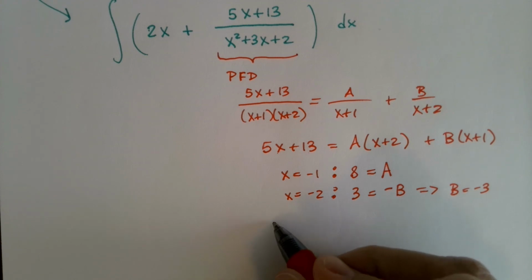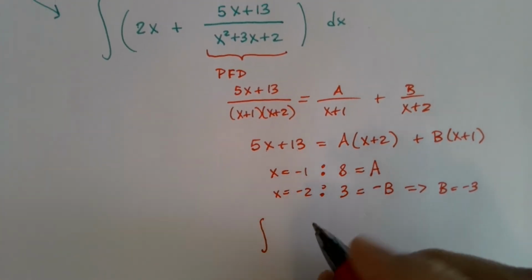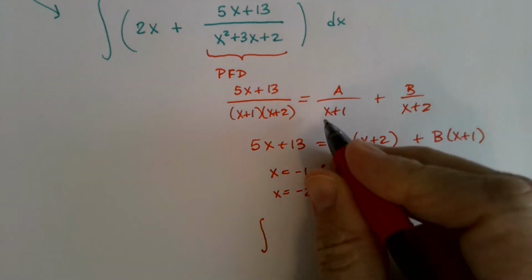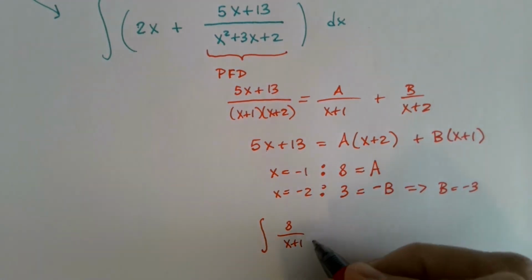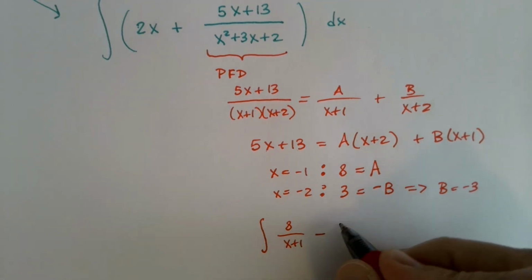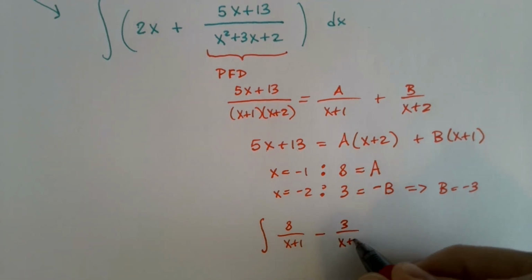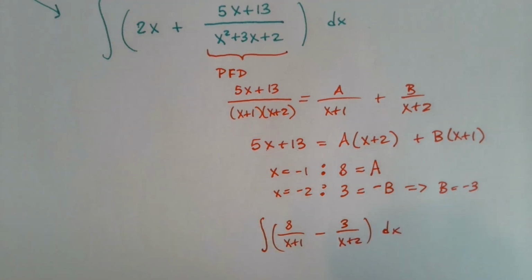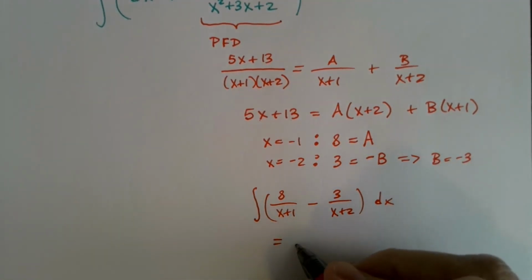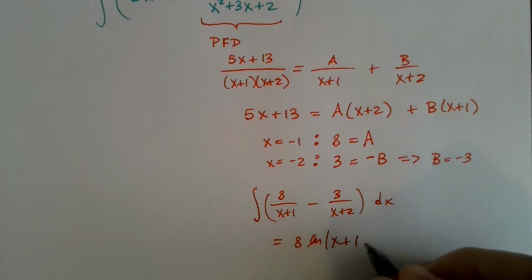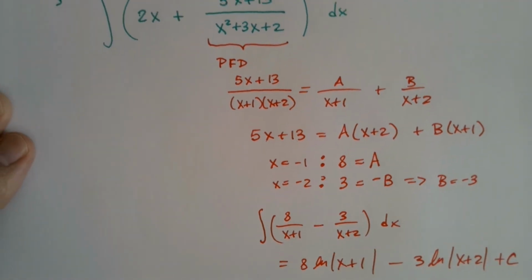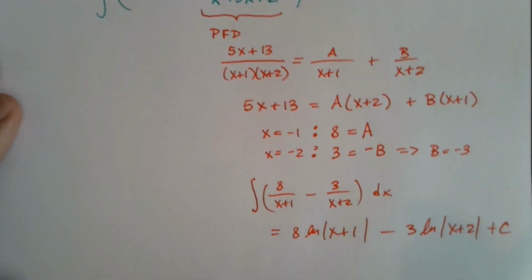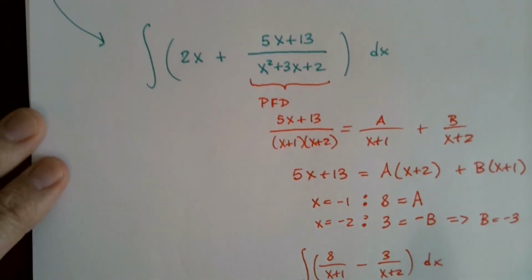And so this becomes the integral of what? A, which is 8 over x plus 1, plus b, or minus b is negative 3, so minus 3 over x plus 2. And that's going to be equal to 8 natural log x plus 1 minus 3 natural log x plus 2. Okay. So going back to the original, so that's just this part here, right? There's the evaluation of the partial fraction decomposition.